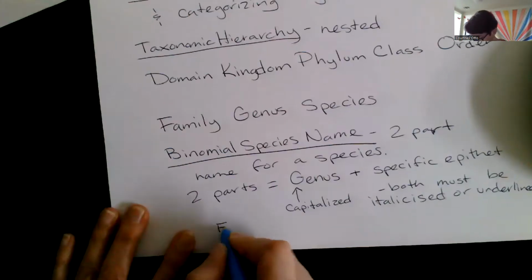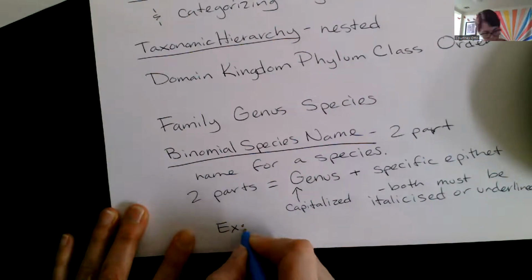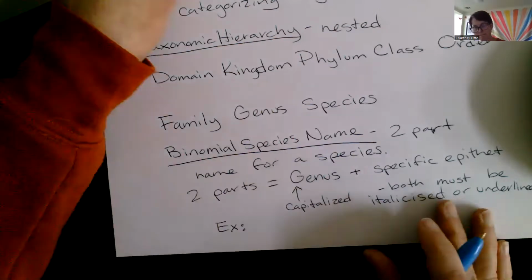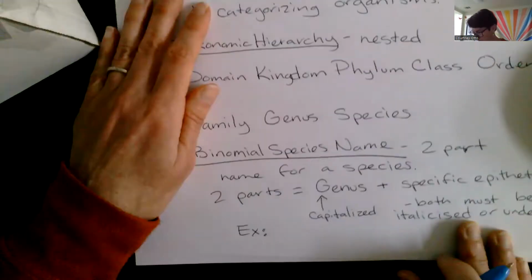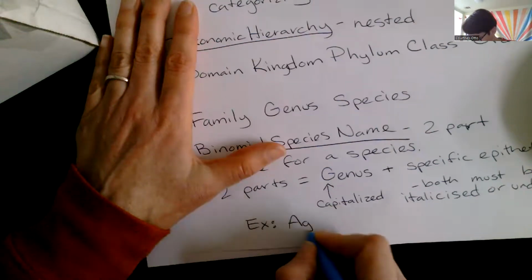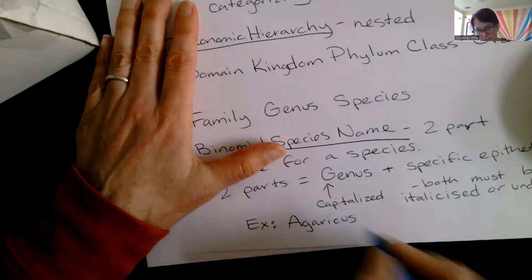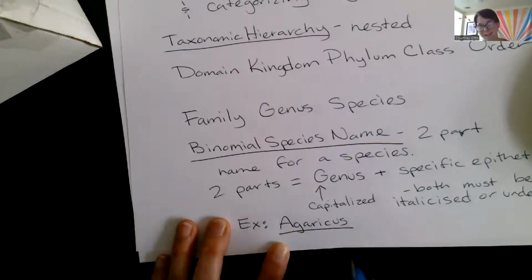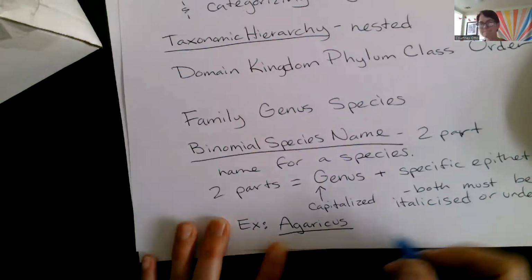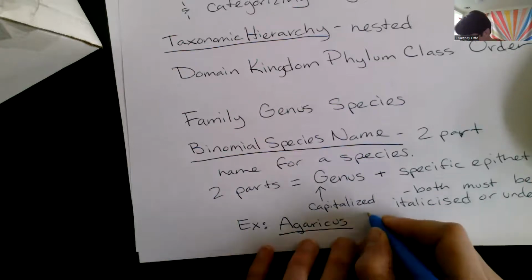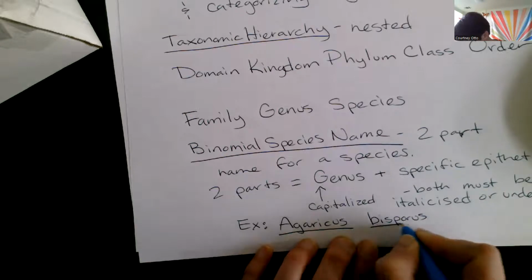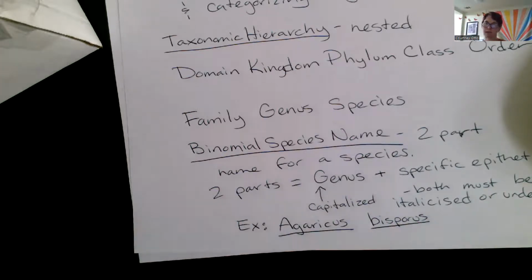So like if we think about those button mushrooms, right? They're Agaricus bisporus, whereas Agaricus is the name of the genus. Notice I capitalize that. I'm also going to underline it because I can't write in italics. Bisporus is the specific epithet. Both of those I'm underlining just because that's an easier way for me.